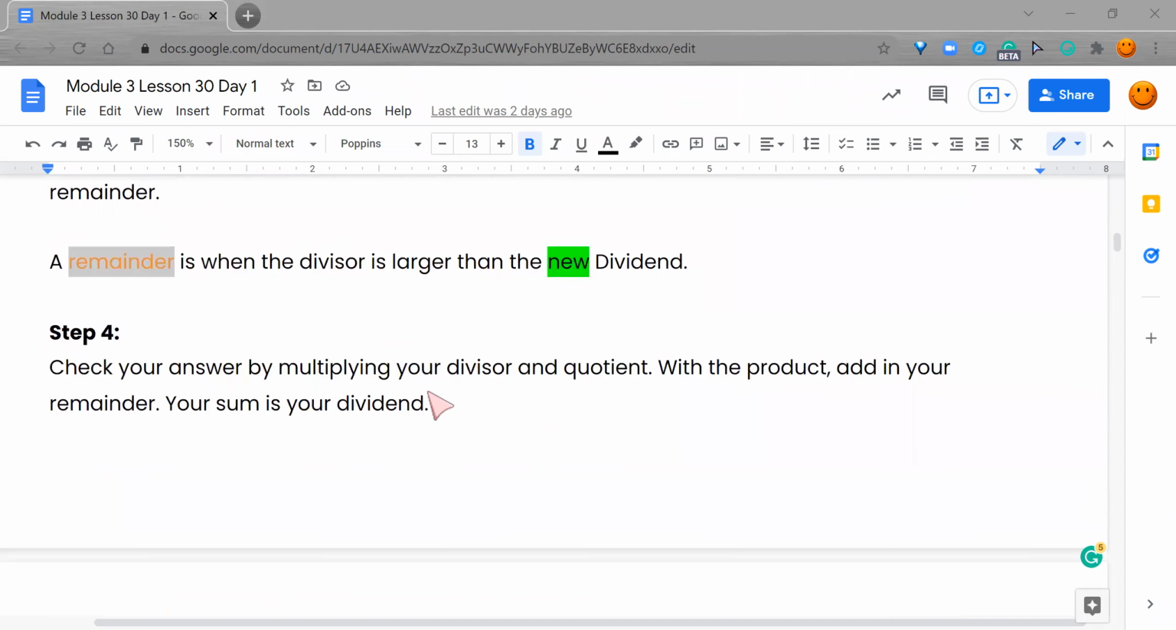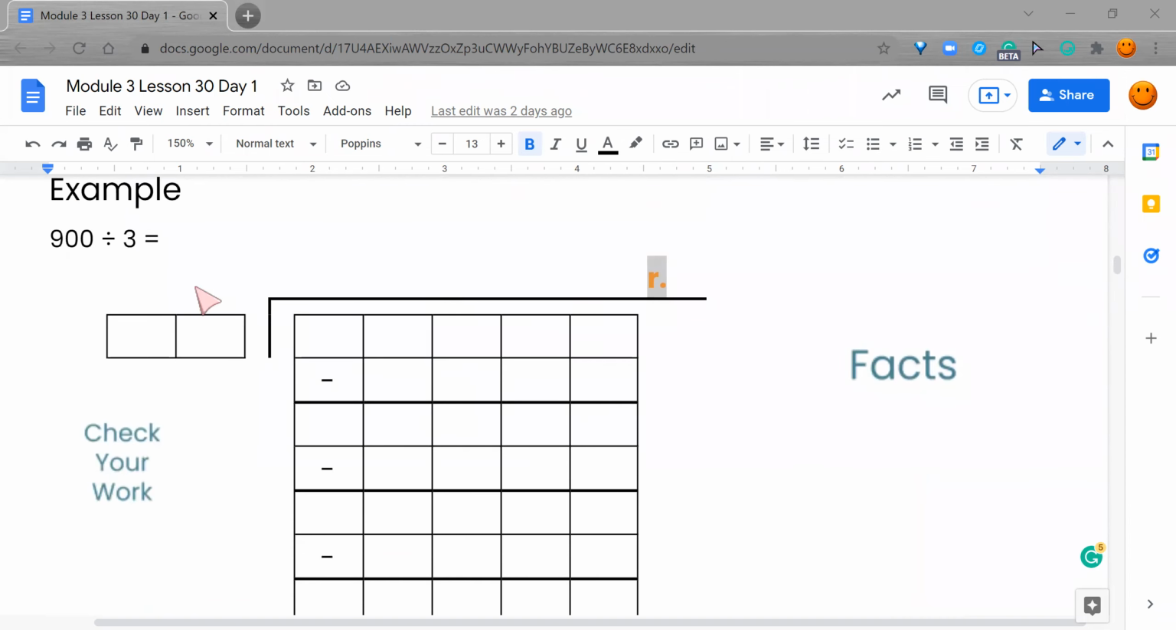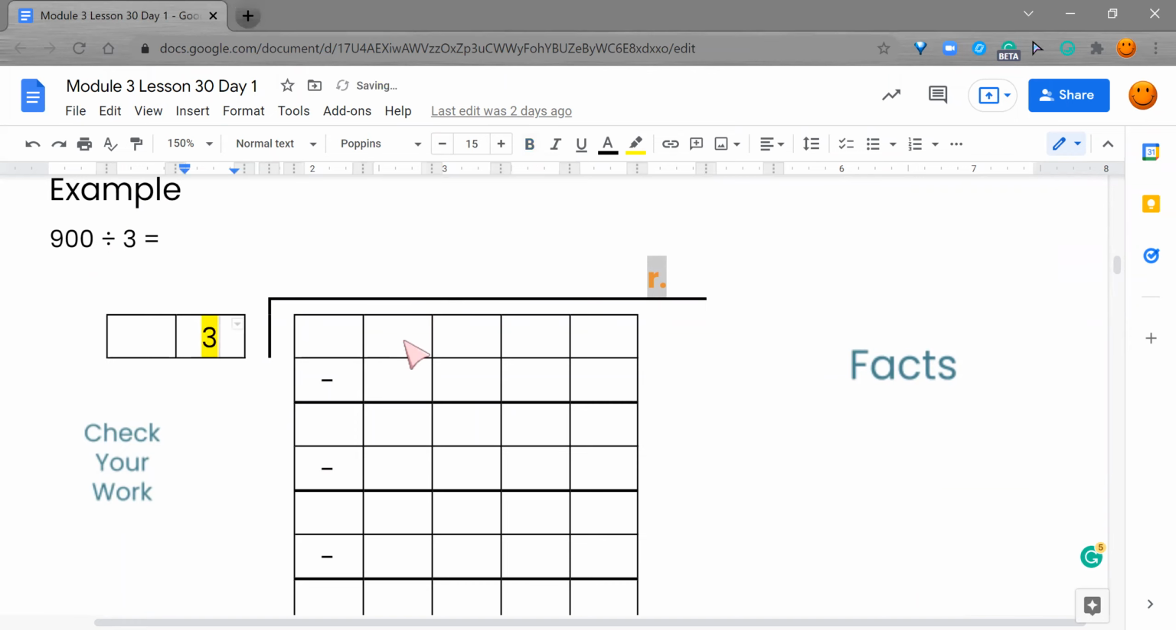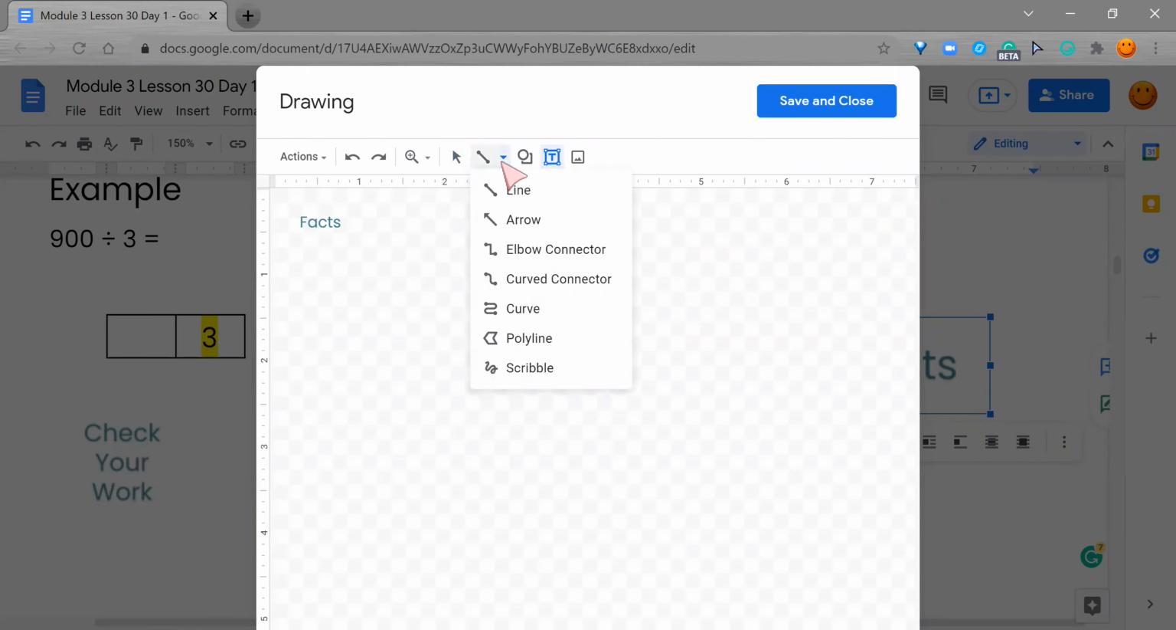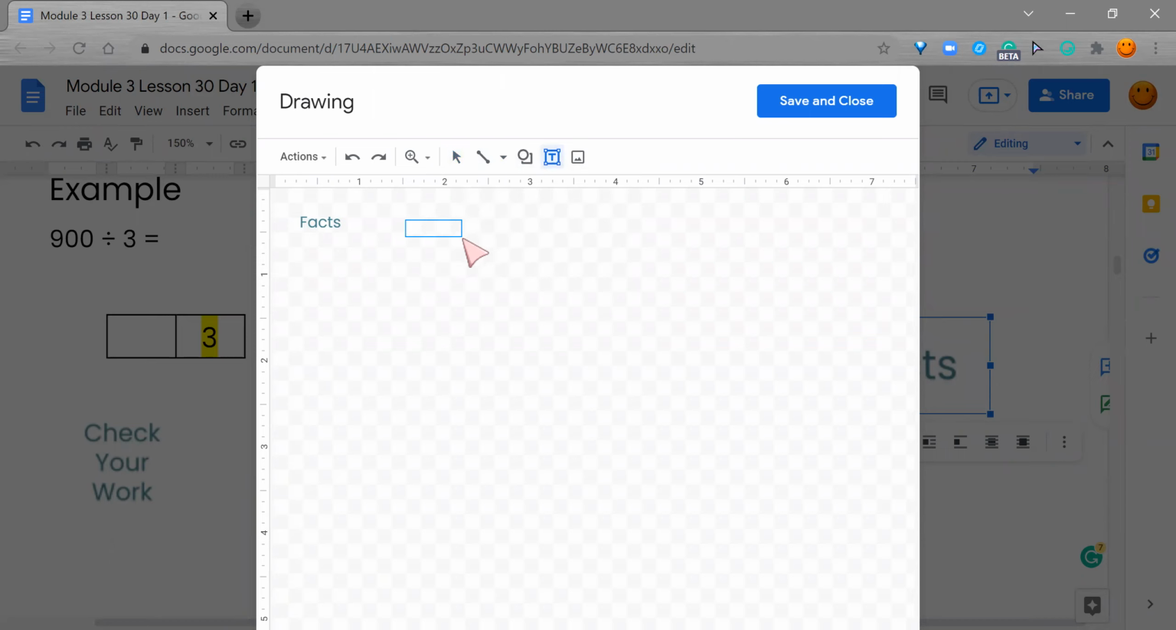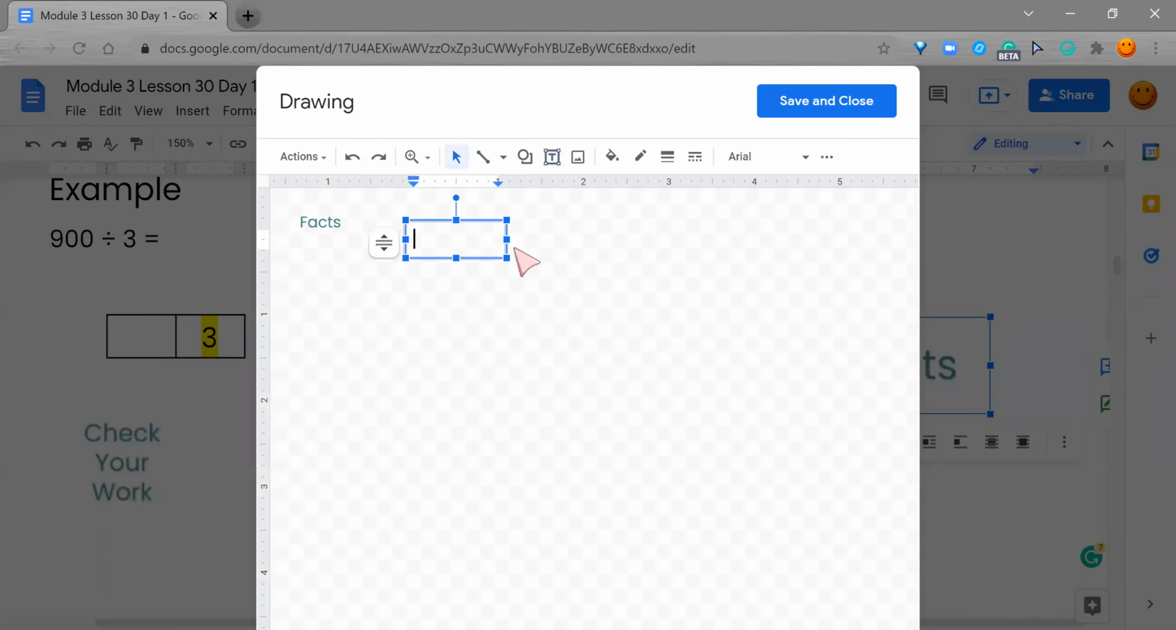Let's go look at our example problems. Right here, our example problem, 900 divided by 3. So we're going to go ahead and set up our problem, 900. I'm going to jump into my facts because we know we got to do that. Now remember, there's two ways you can do this. You could scribble it. But being it's facts, I want to make sure I can read it. So I'm going to go ahead and do it like this.